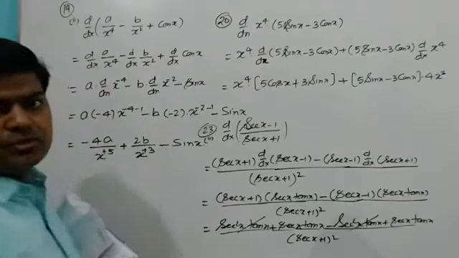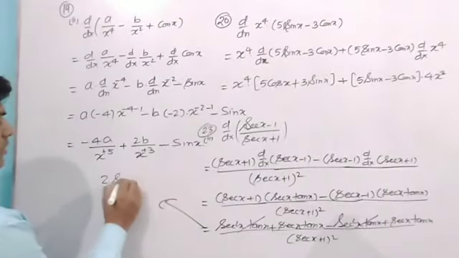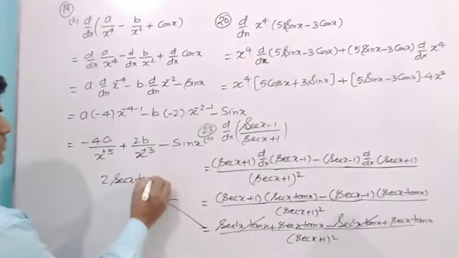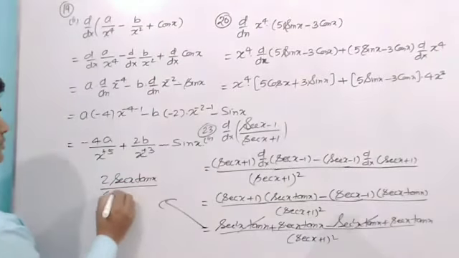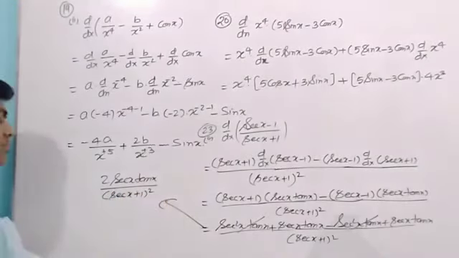And now I am having 2 times the same thing. I am writing here 2 times sec x tan x whole upon sec x plus 1 the whole square. This will be our result. Hope you are getting all these things.